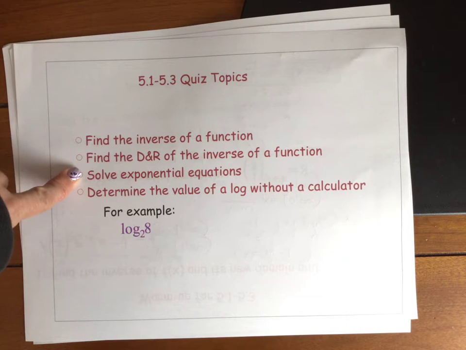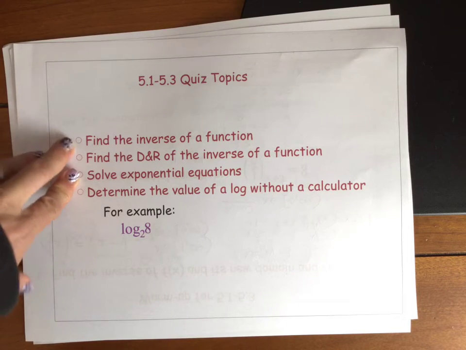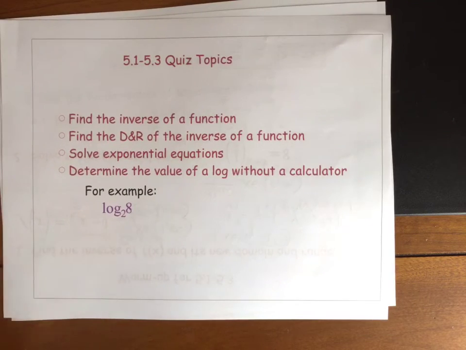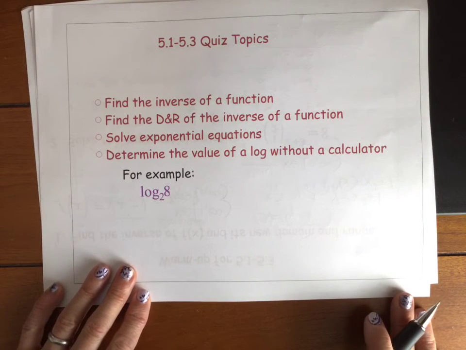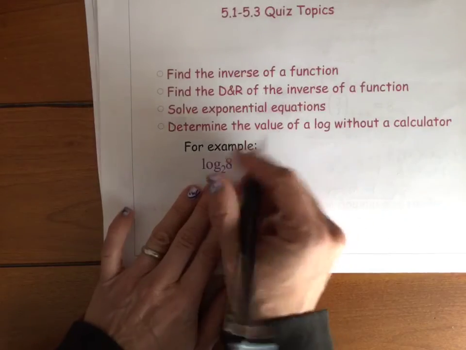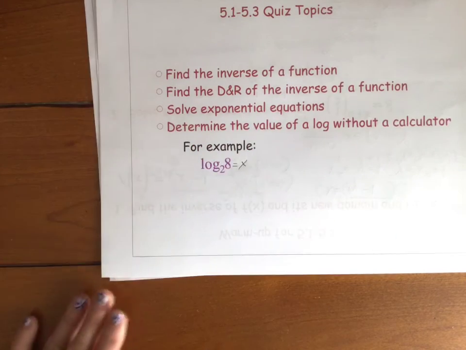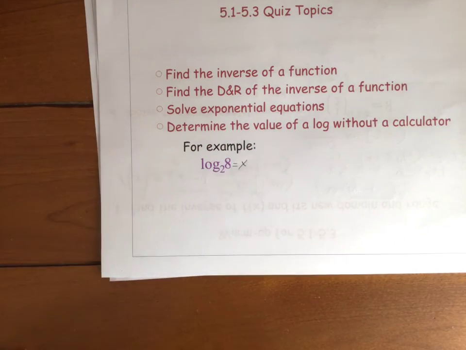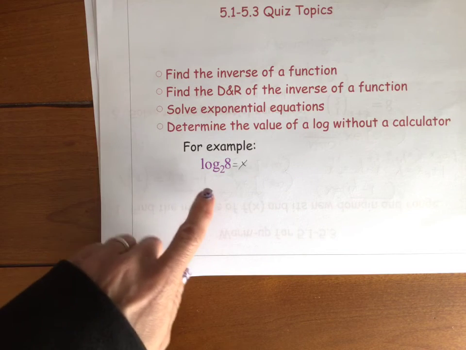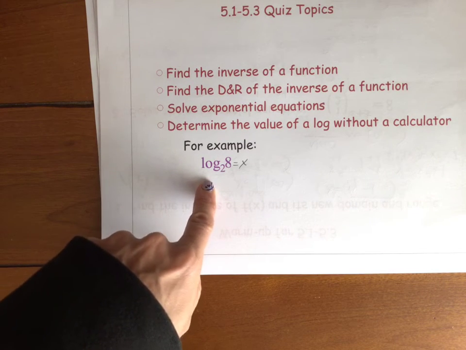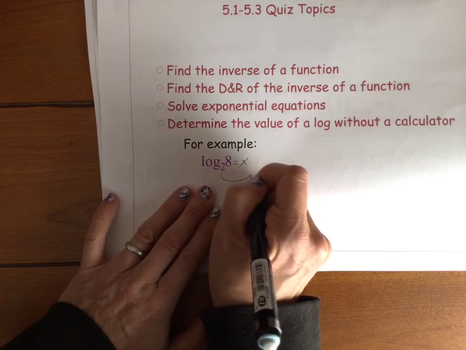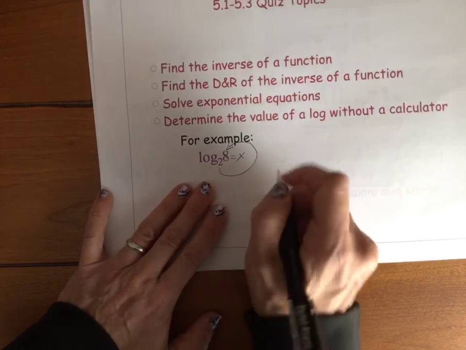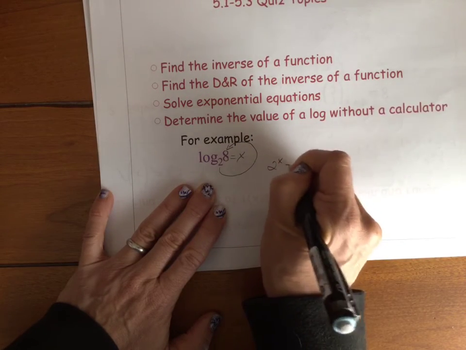Then solving exponential equations, just like what we just did on the warm-up, and determining the value of a log without a calculator. We didn't have one of those on the warm-up, so this is a good example. If I had log base 2 of 8, I want to know what it equals. You might just write equals x, because it's an unknown at this point. The way to evaluate this log without a calculator is to rewrite it in exponential form. Remember, you start at the base, go towards the equal sign, and end at the number. So exponential form would be 2 to the x equals 8.